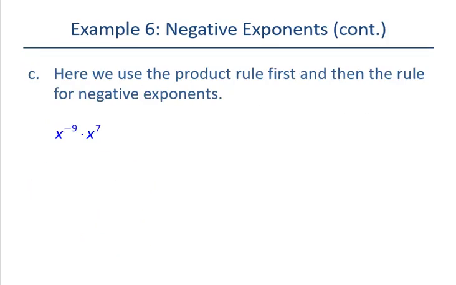And let's do our last one here. And here's what I was talking about, how we can combine rules. If you remember the first thing we learned, using the product rule for exponents, since we have the same bases, this is the same thing as saying x to the negative 9 plus 7. Well, we know that negative 9 plus 7 is going to give us x to the negative 2. And now, using our new property of negative exponents, we know that this is going to be the same thing as saying 1 over x squared.